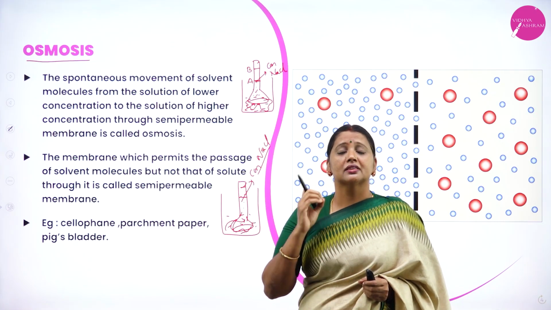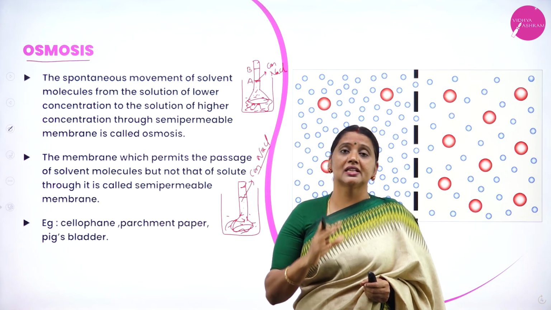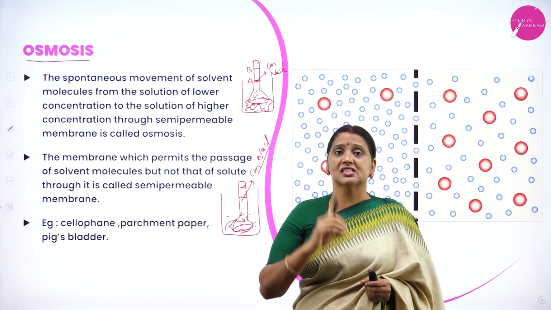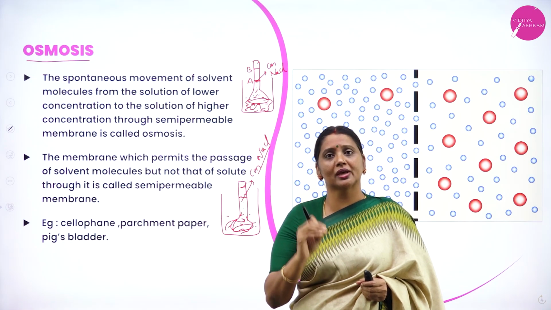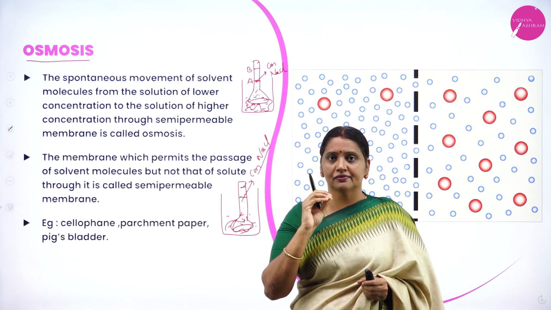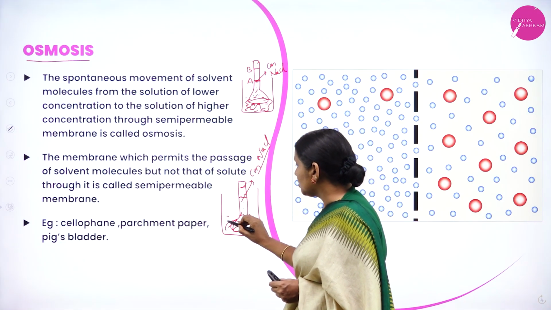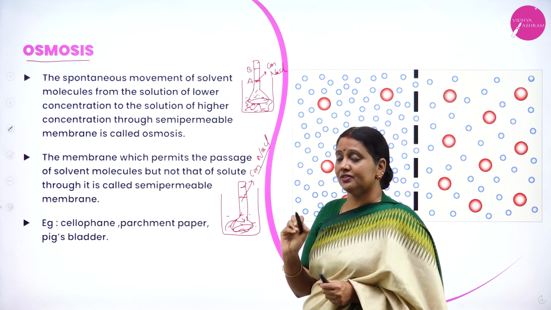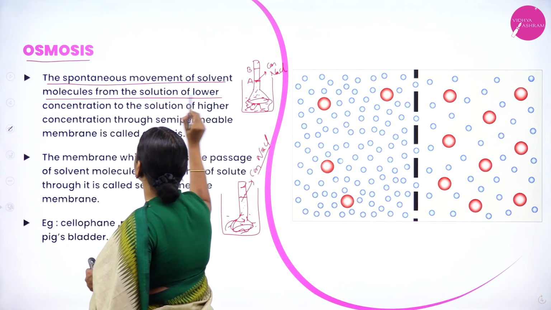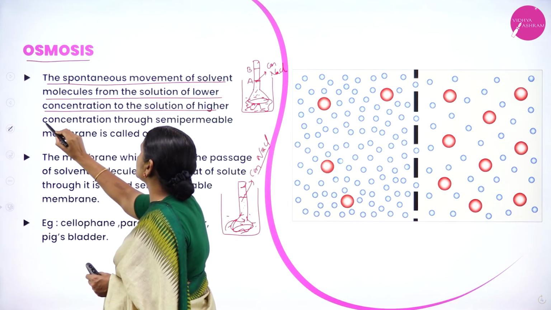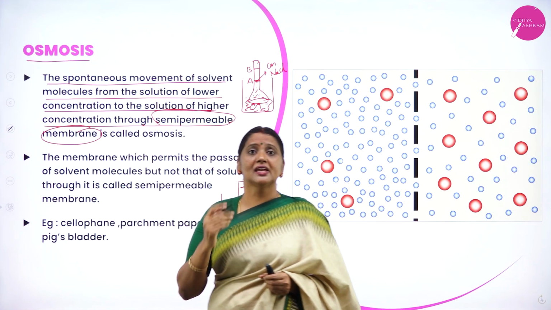That indicates the movement of solvent molecules from lower concentration to higher concentration, because inside the beaker there is water and inside the thistle funnel there is a concentrated solution of sodium chloride. Water diffuses from the beaker to the thistle funnel through the semi-permeable membrane. Therefore, it is the spontaneous movement of solvent molecules from the solution of lower concentration to the solution of higher concentration through a semi-permeable membrane. That is very, very important.